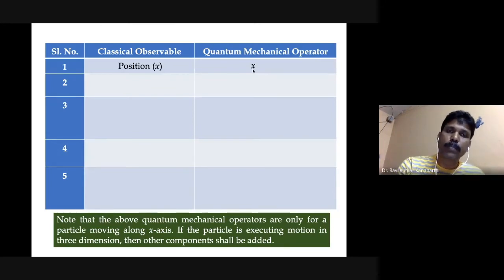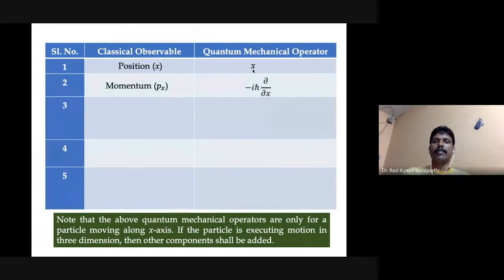Then suppose we have a momentum px. You have to replace it with minus i h cross dou by dou x. px is the classical mechanical expression for momentum, but in quantum mechanics we don't write that. What we write is minus i h cross dou by dou x. Please note it down.